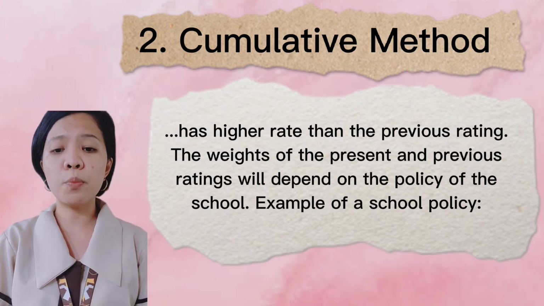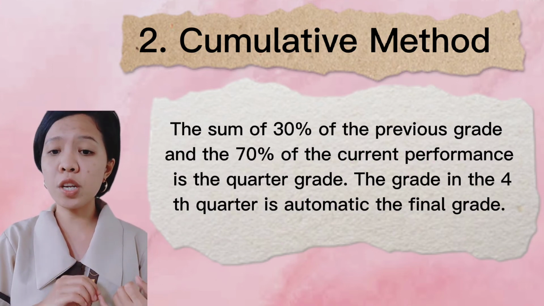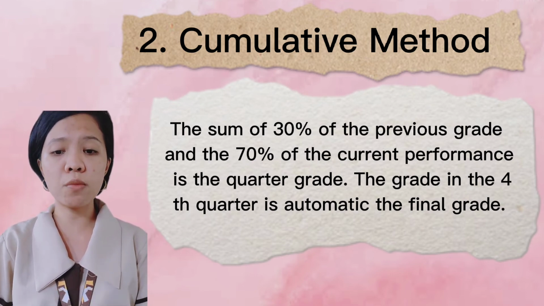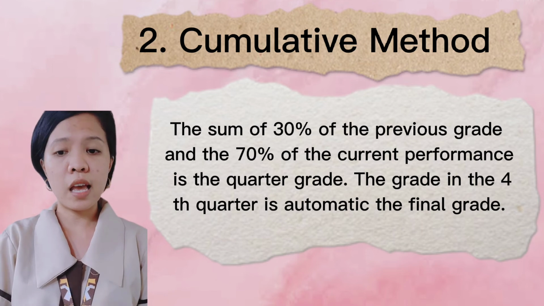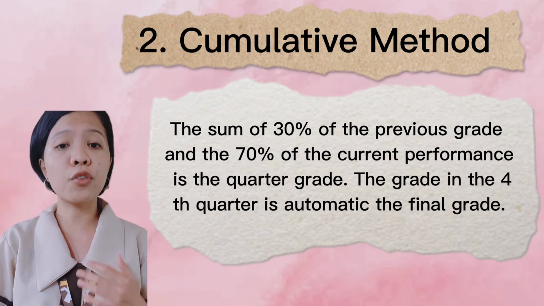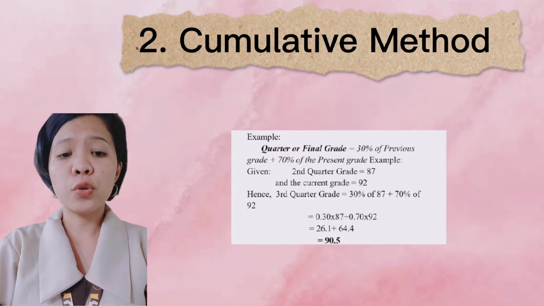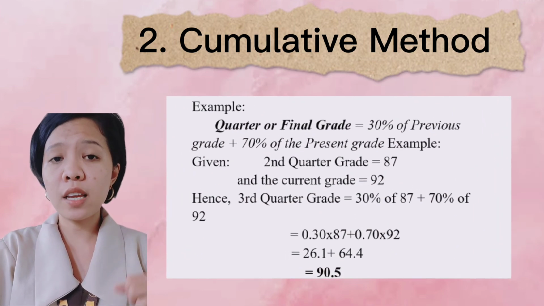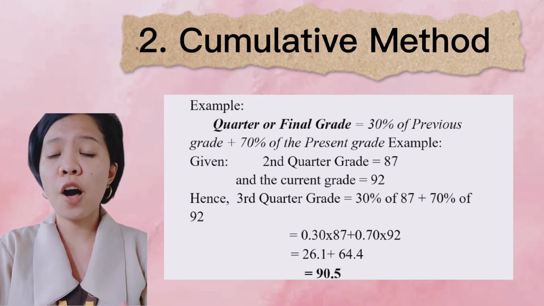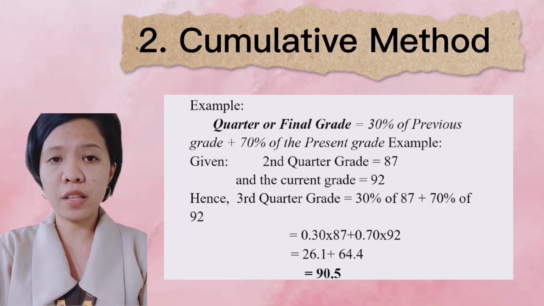Example of a school policy. The sum of 30% of the previous grade and 70% of the current performance is the quarter grade. So the grade in the fourth quarter is automatically the final grade. For example, to get the quarter or final grade is equal to 30% of the previous grade plus 70% of the present grade.